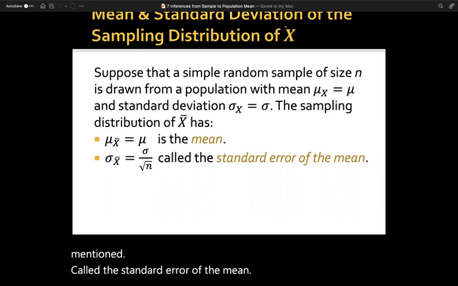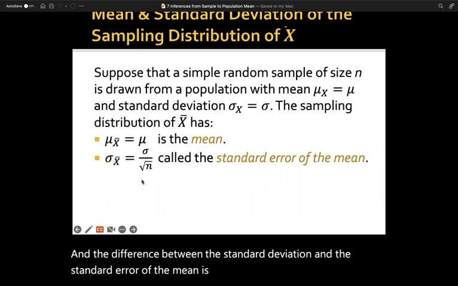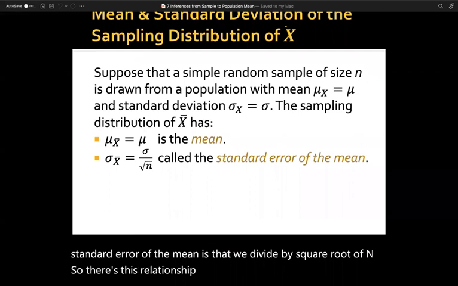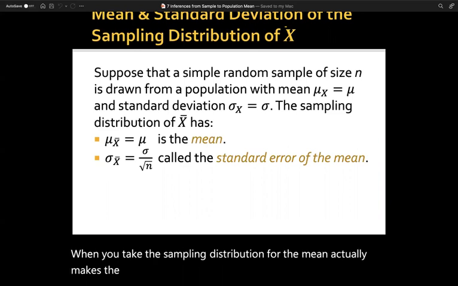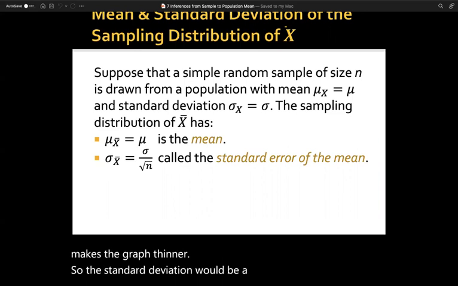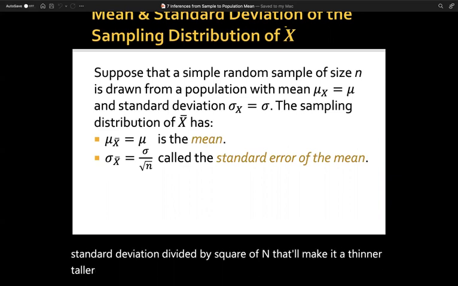And the difference between the standard deviation and the standard error of the mean is that we divide by square root of n. So there's this relationship where when you take the sampling distribution for the mean, it actually makes the graph thinner. So the standard deviation would be a bigger value than the standard deviation divided by square root of n. That'll make it a thinner, taller normal distribution.